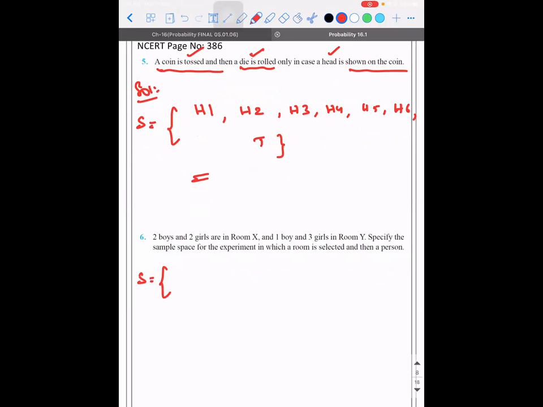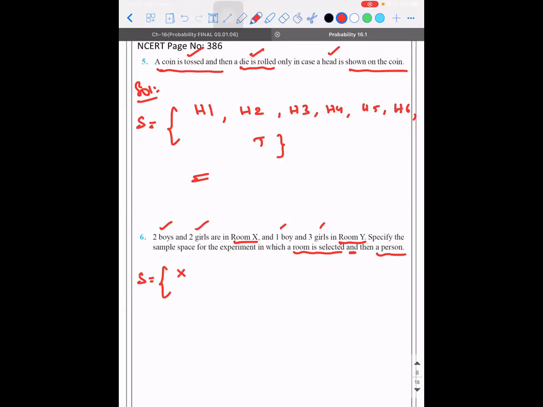Next, let's do the sixth one. So 2 boys and 2 girls are in room X, 1 boy and 3 girls in room Y. Specify the sample space for the experiment in which a room is selected and then a person is selected. So first, what is the order here? What is selected first? The experiment is about the room selected and then a person. How many persons are chosen? There is only one person chosen.